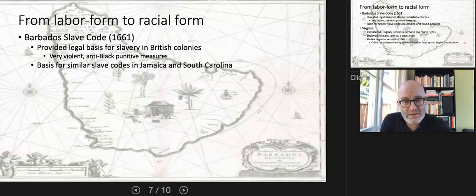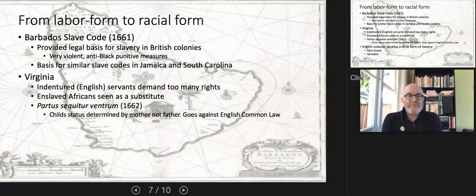Virginia is a little different. Virginia is a little cooler. They don't rely as much on massive groups of enslaved laborers to perform agricultural functions. Remember, Virginia's primary commodity crop is tobacco.